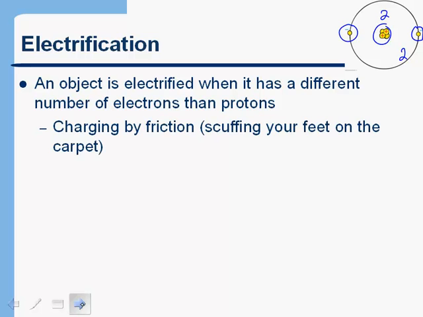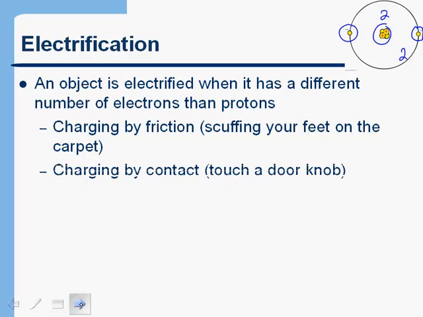Well, one of the ways that an object can become electrified is charging by friction. And we just used that example when we talked about scuffing your feet on the carpet. And I'll show you some other examples of that in class. Another way that an object can become electrified is by contact. So when one charged object touches another object, it can pass charge to it. And that's actually what's happening when you touch the doorknob and get a shock. You're passing charge from your body to the doorknob.